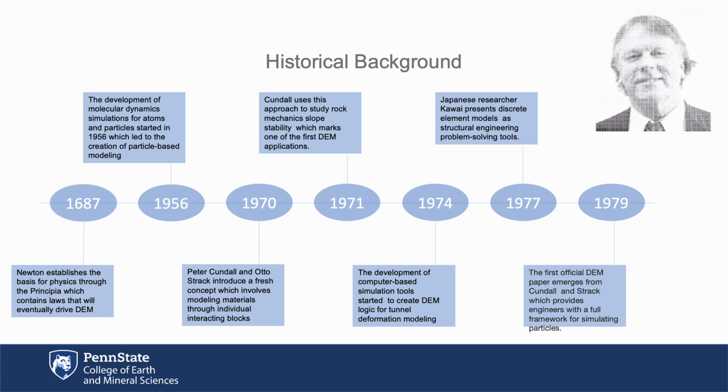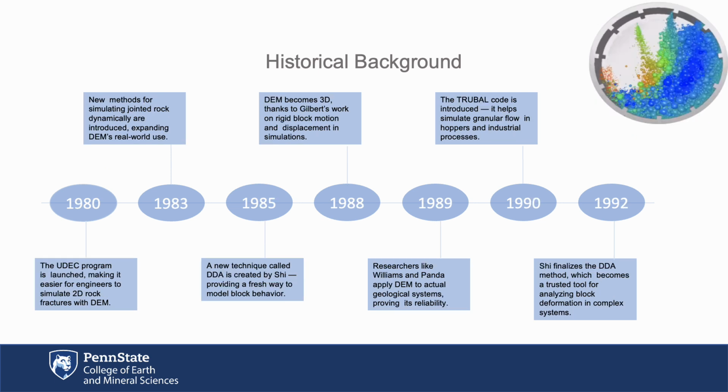Now I will move on to the second slide. On the second slide, in the top corner, you can see an image from a 3D DEM simulation. Each small ball in the image is a particle, and the color shows how they move during the simulation. These types of models are now used in fields like energy. The second timeline covers the next stage of DEM development from 1980 to 1992.